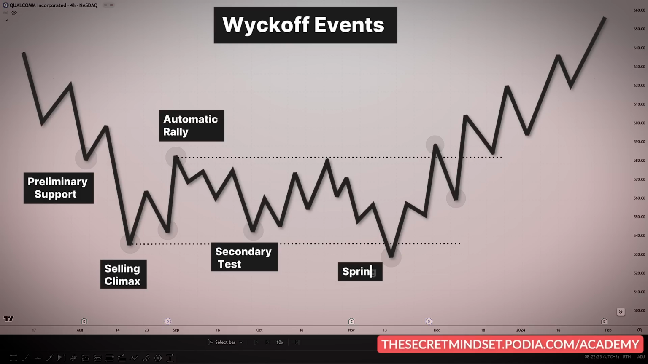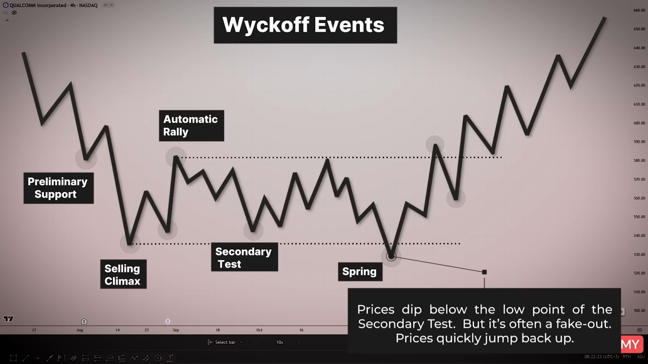Now we come to the spring. This is a tricky move. Prices dip below the low point of the secondary test. It looks like the market might fall more, but it's often a fake out. Prices quickly jump back up. This is a key sign that big players are done buying and are ready for prices to go up.